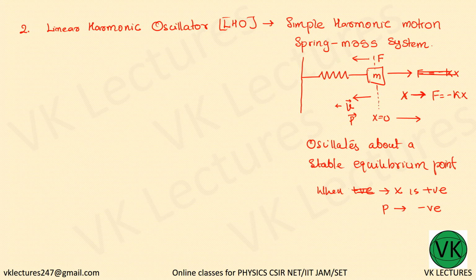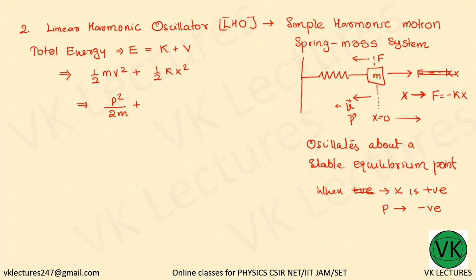Now let us understand about the total energy of the system. Total energy E is equal to the kinetic energy plus the potential energy. Now the kinetic energy is half mv square plus half kx square. So just writing it in terms of momentum, p square by 2m plus half kx squared. So this is the total energy of the system E.